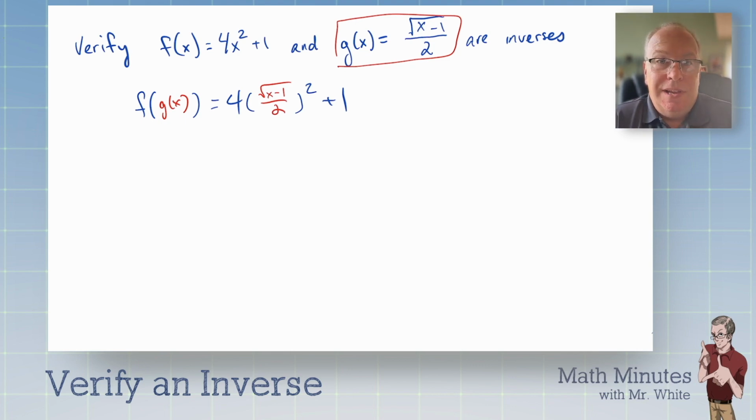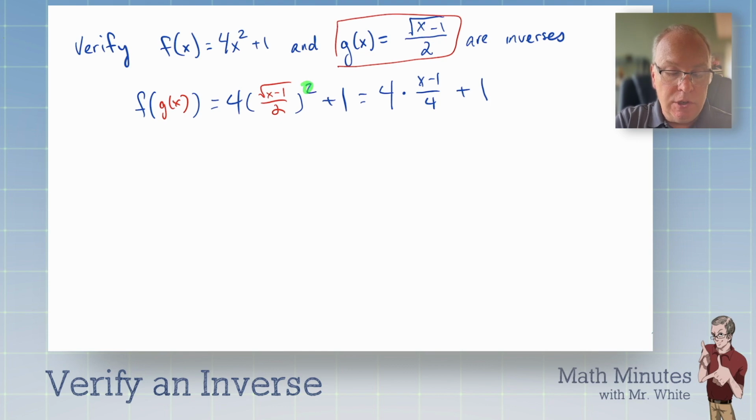Well, it looks like a mess, but we're going to just simplify it using order of operations. So order of operations says do what's inside the parentheses first. There's nothing to do there here, folks. So then we move on to exponents, and I do see a square. So we're going to square this red fraction. And when we do that, let's see what we get. We get 4 times x minus 1 over 4 plus 1.